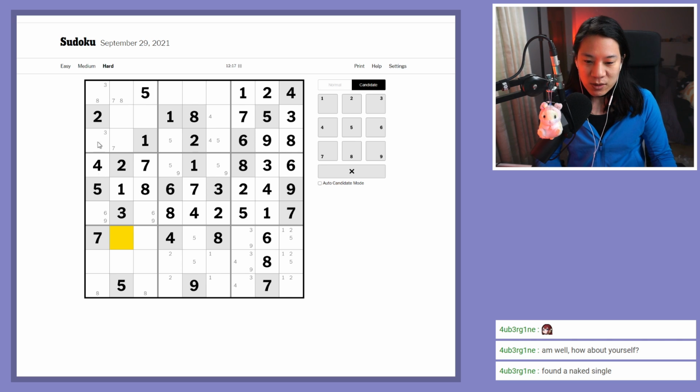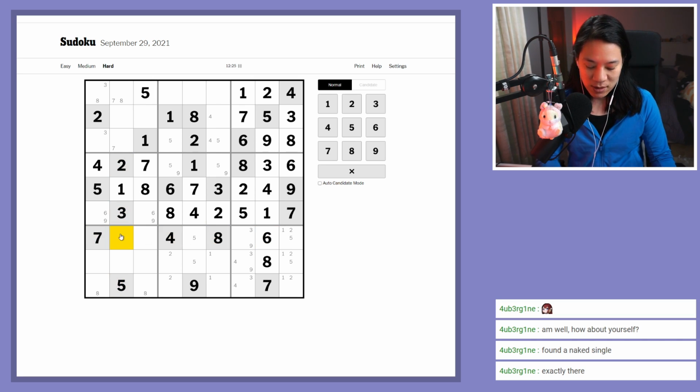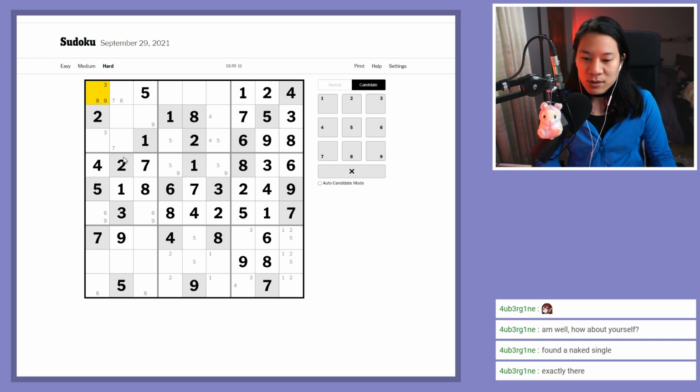Now, if I have to guess, the naked single is here because I've got 1, 2, 3, 4, 5, 6, 7, and 8. So this is a naked 9, which means that's not a 9 anymore. So that 9, I've got another pair of 9s up top, I believe.